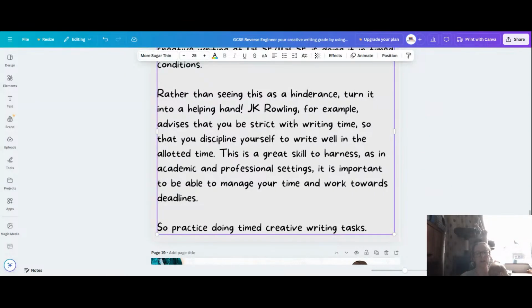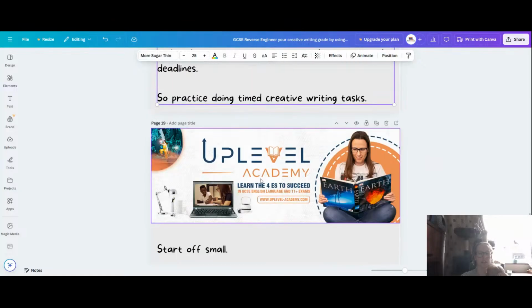It's important to be able to manage your time and work towards deadlines. I know that many students and parents feel that, well, since it's creative writing, and I use inverted commas because, as I've just shown you, it should be thought of as expressive writing, then you should have as much time as you'd like. But actually, being able to manage your time and write in a time condition is a really powerful skill to learn. So practice doing creative writing tasks in time conditions and be strict with it.